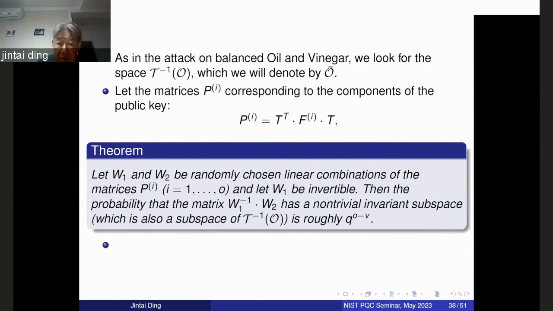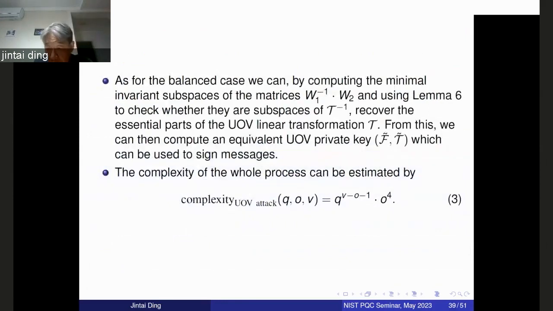Therefore, the attack method essentially works, except that the success probability is more or less controlled by q^(O-V). And the complexity of the whole process can be estimated by the formula which I described here, q^(V-O-1) times a polynomial factor. Okay, so that's it. In my opinion, this is still the most intelligent attack on UOV schemes.